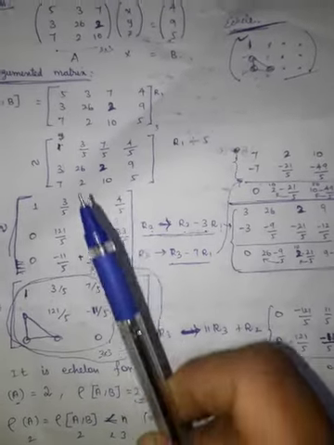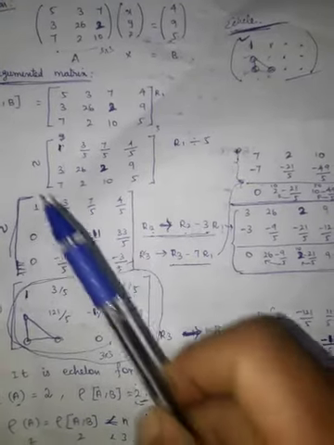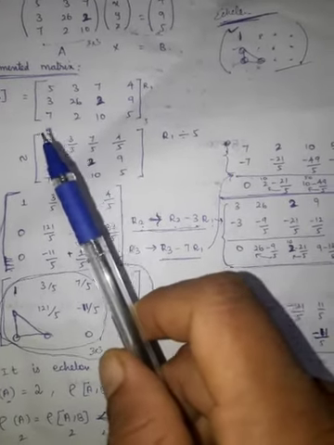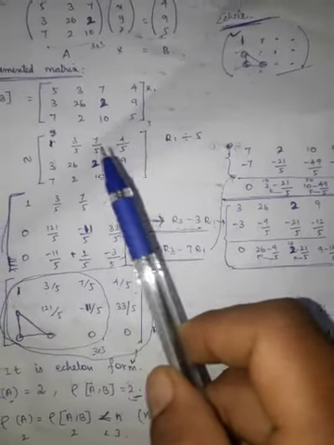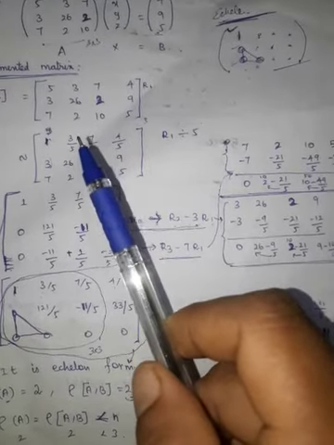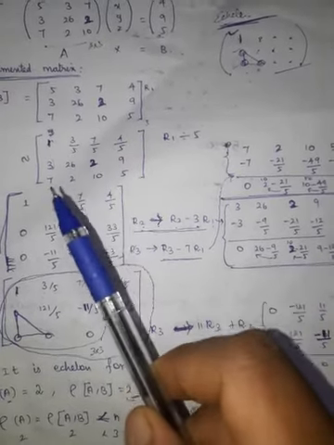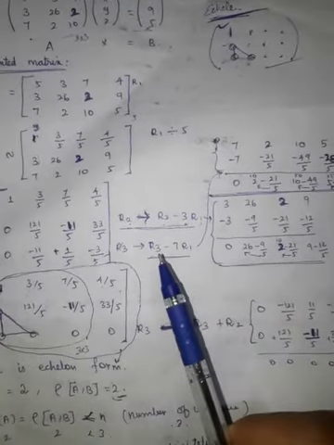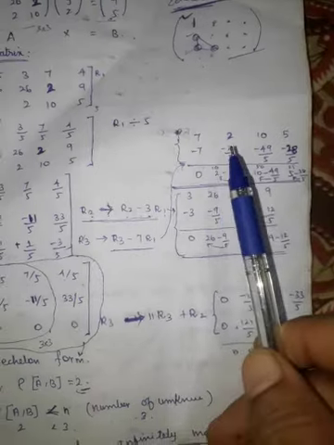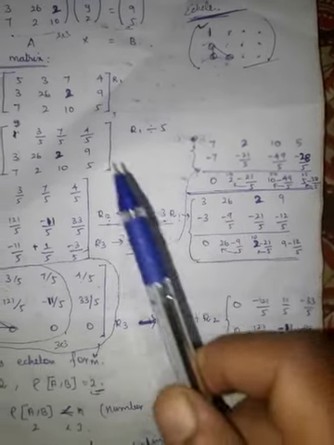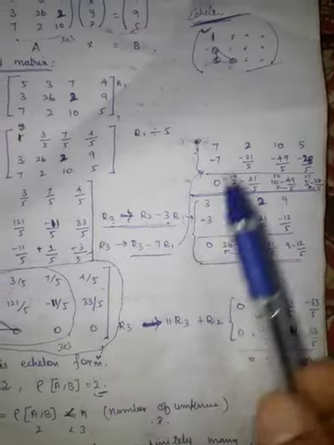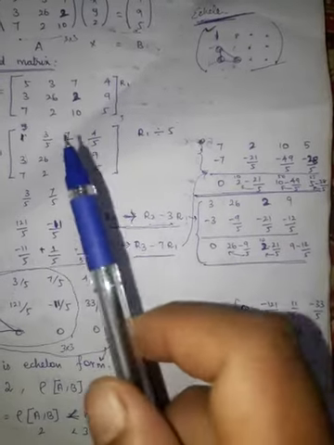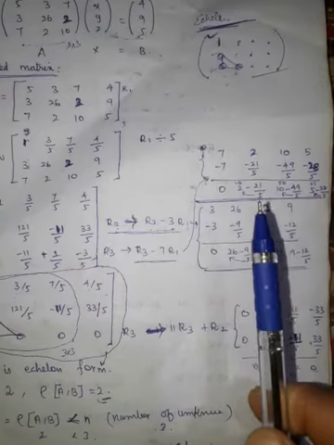Like this, the row 3 values: here 7, this place 1. If we multiply R1 by 7 and subtract from R3, R3 minus 7 R1, we get 0 in this place. See the conditions. Row 3 values 7, 2, 10, 5, minus 7 R1: minus 7 into 1 is minus 7, minus 7 into 3 is minus 21 by 5.